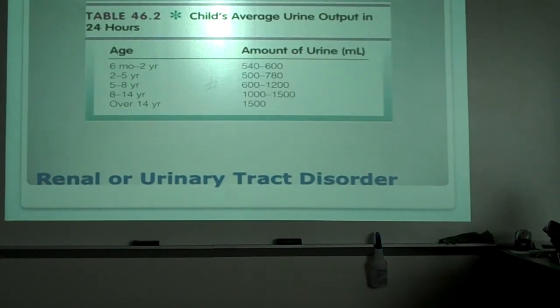This is a table in your textbook that gives you the average urine output in 24 hours based on age.